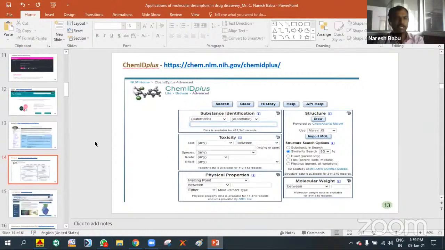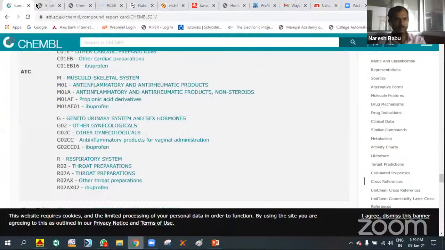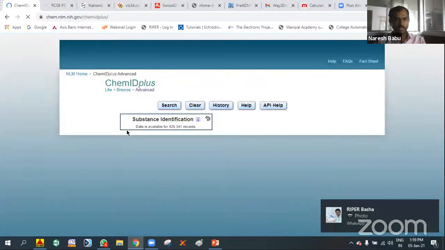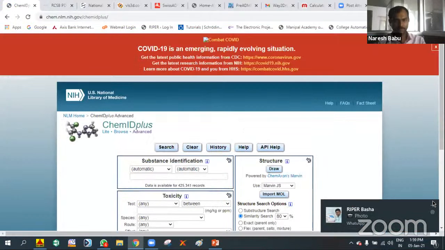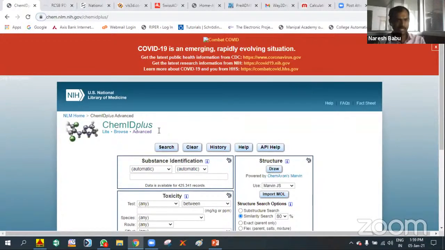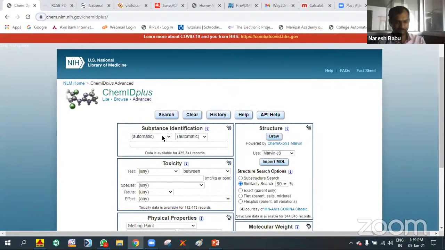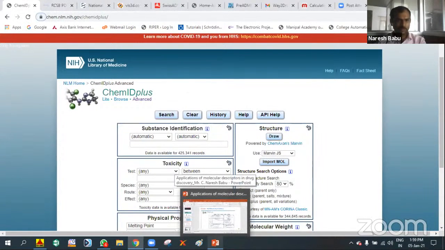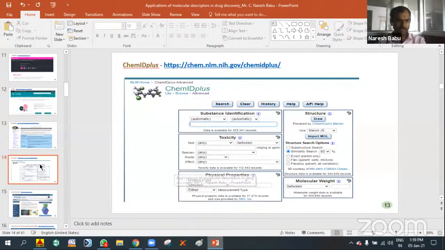And coming to the next, that is ChemIDplus. It is another tool you can observe, ChemIDplus. In this also we can observe the same physical properties as we saw in the previous databases, and there are no specific additional features that we can observe.